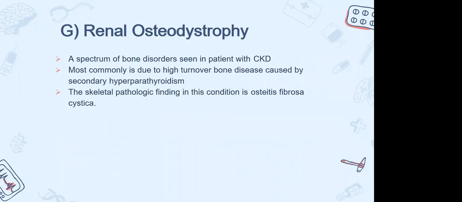Next, renal osteodystrophy. This is another complication of chronic kidney disease in children. It's a spectrum of bone disorders, and the term renal osteodystrophy is used to indicate multiple skeletal disorders due to the renal disease. The most common condition seen is a high turnover bone disease caused by the secondary hyperparathyroidism. The skeletal pathology finding in this condition is osteitis fibrosa cystica.